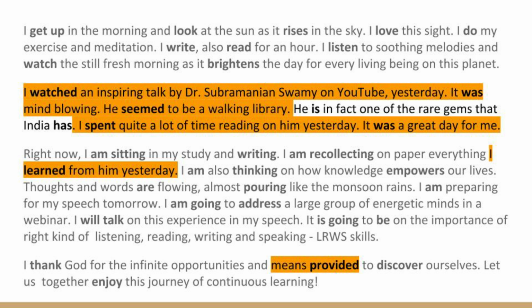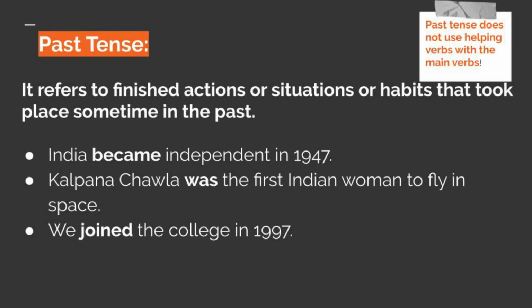The past tense refers to finished actions or situations or habits that took place sometime in the past. It can be just a minute back, a day earlier, or a week back, just years ago, centuries ago. Okay. So look at the first example. India became independent in 1947. Yes, India is going to celebrate its 73rd Independence Day on 15th August this year, 2020.